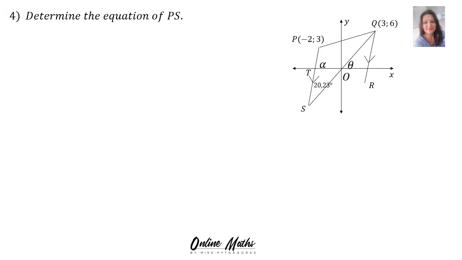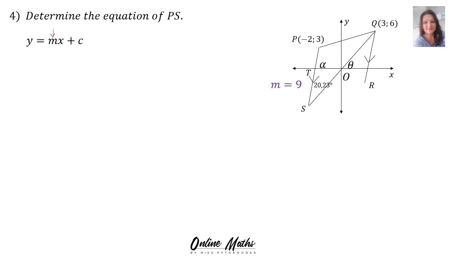Number 4. Determine the equation of line PS. To find the equation of a straight line, we use the formula y = mx + c. What we need is a gradient, but we know the gradient from the previous sum. We calculated PS's gradient to the nearest whole number was 9. Then we need a coordinate that lives on the straight line.